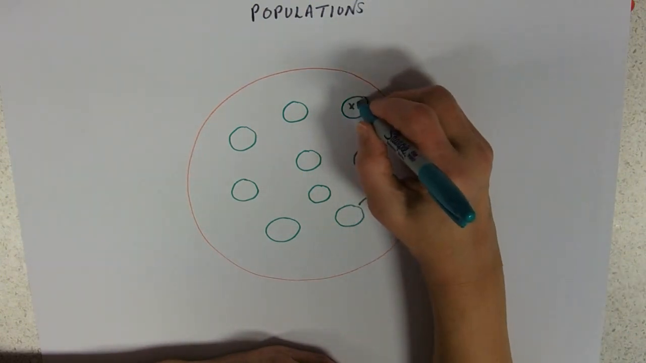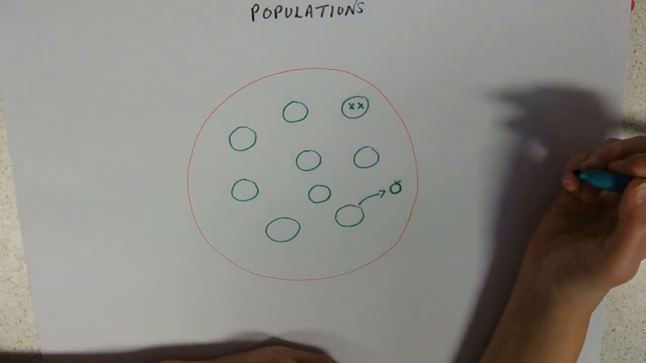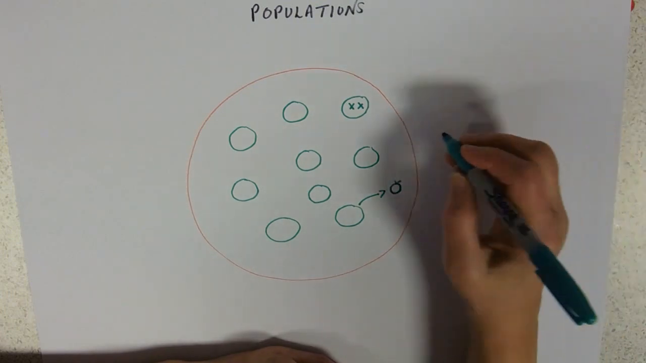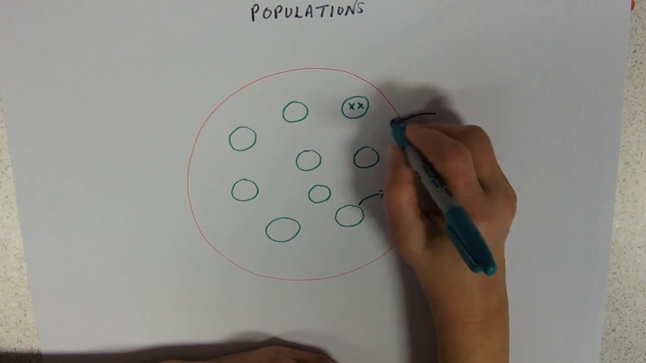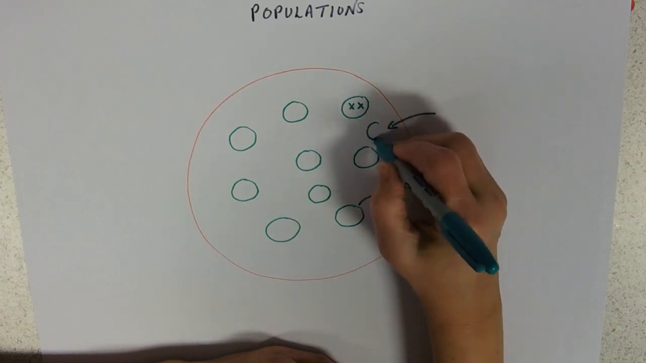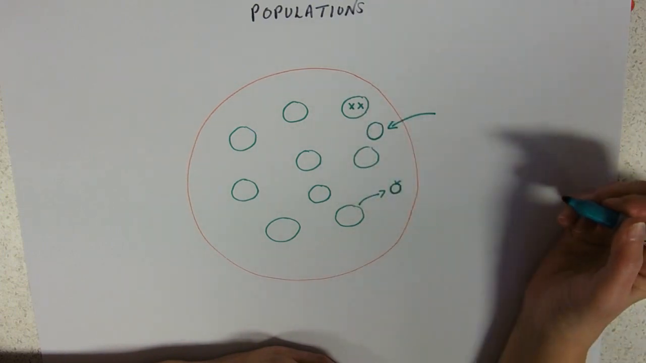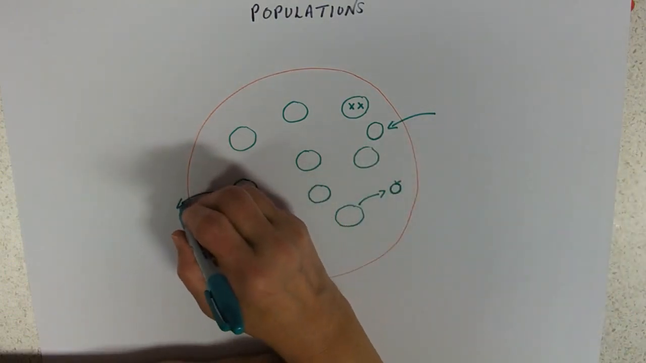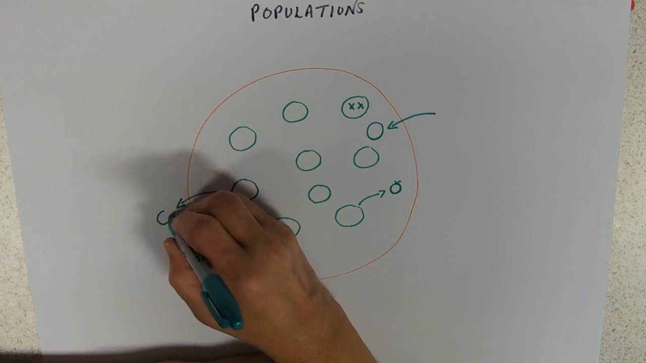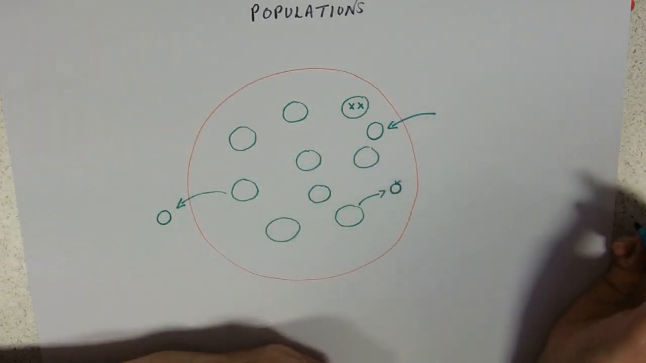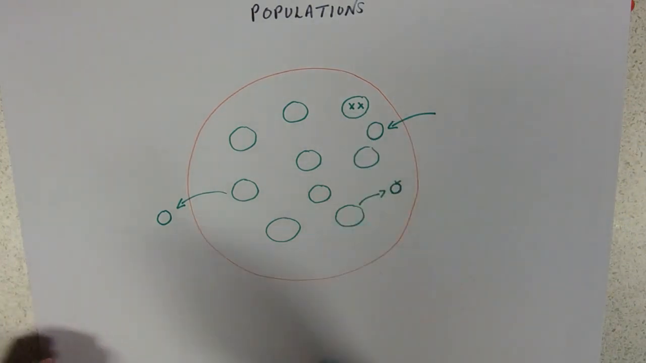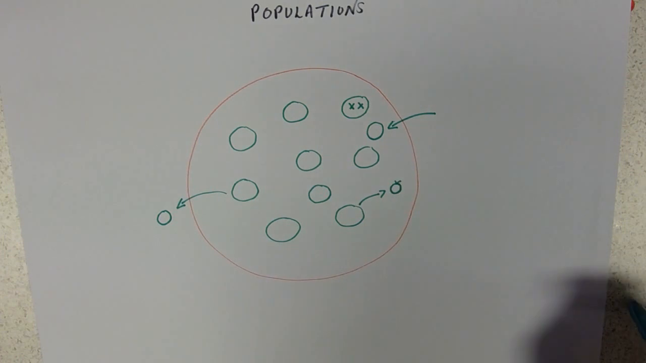If one of them dies, the population is going to go back down to 9. If somebody moves in from the outside, our population will go up again. If somebody moves out to the outside, the population is going to go down again. So that's really, really simple. I hope you're very impressed by my little Pokemon death image there.